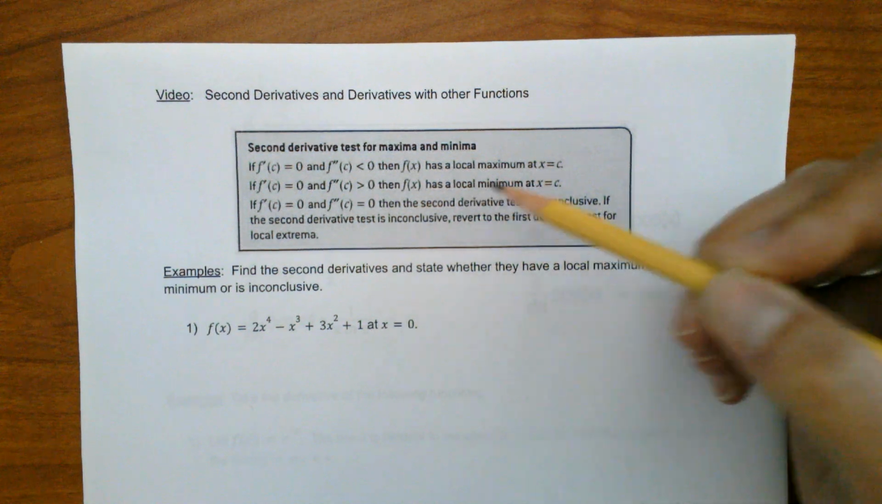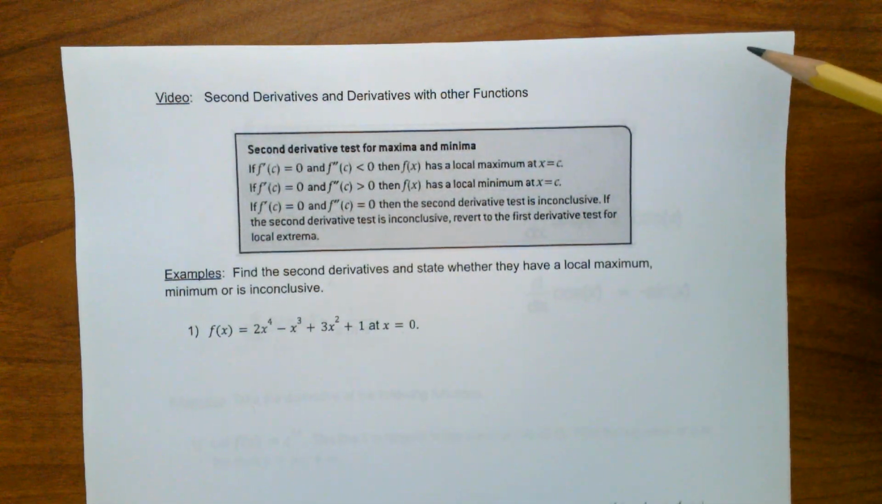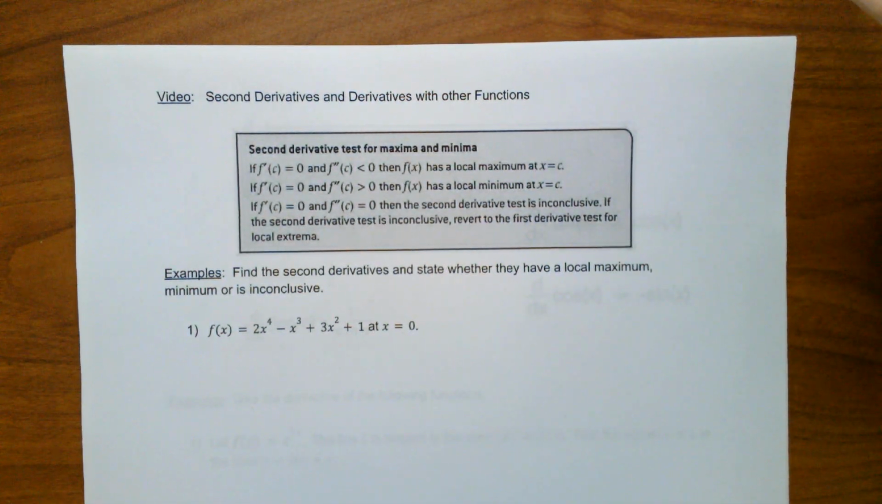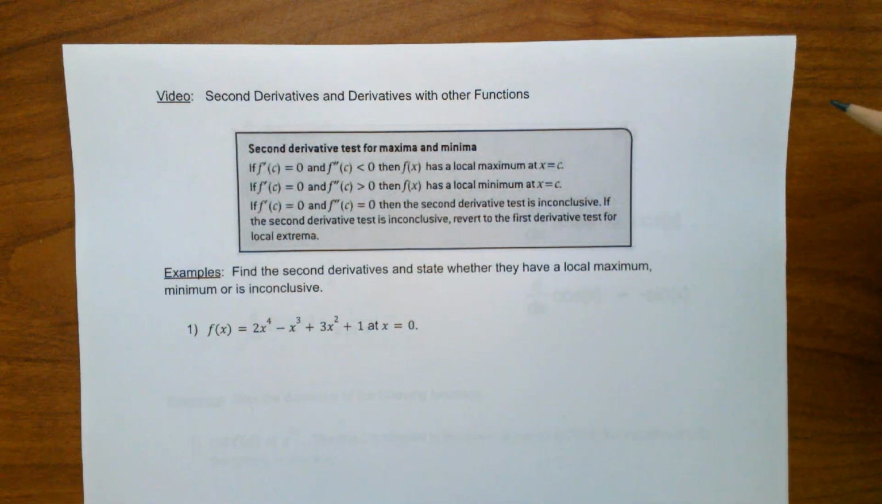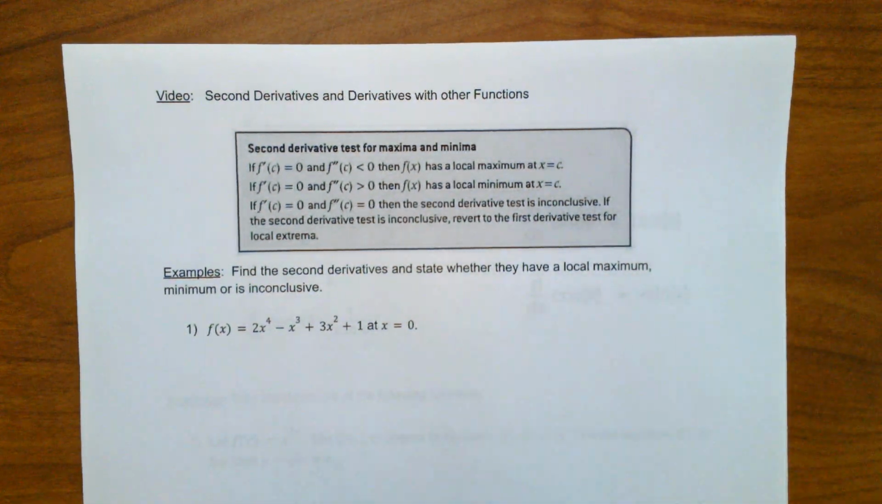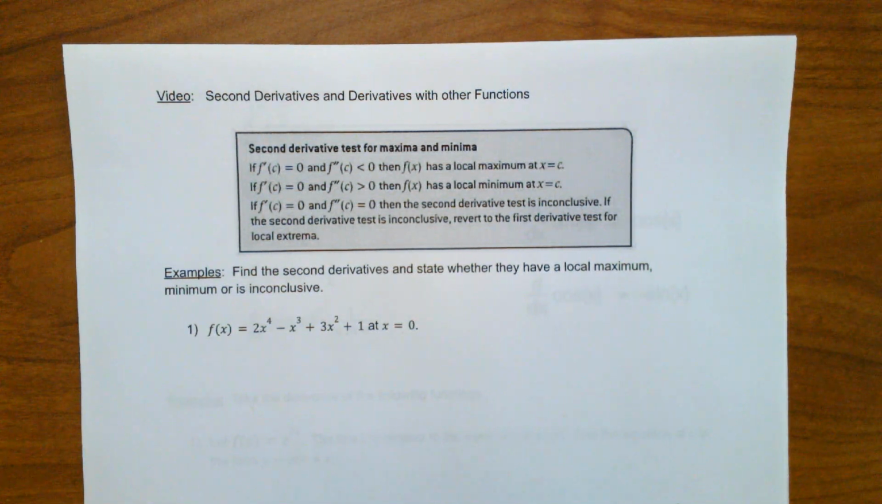So let's just put all that together, everything that I just said, and let's look to see what happens. Hopefully it'll give a better understanding than my introduction. All right, so examples. Find the second derivatives and state whether they have a local maximum, minimum, or is inconclusive.